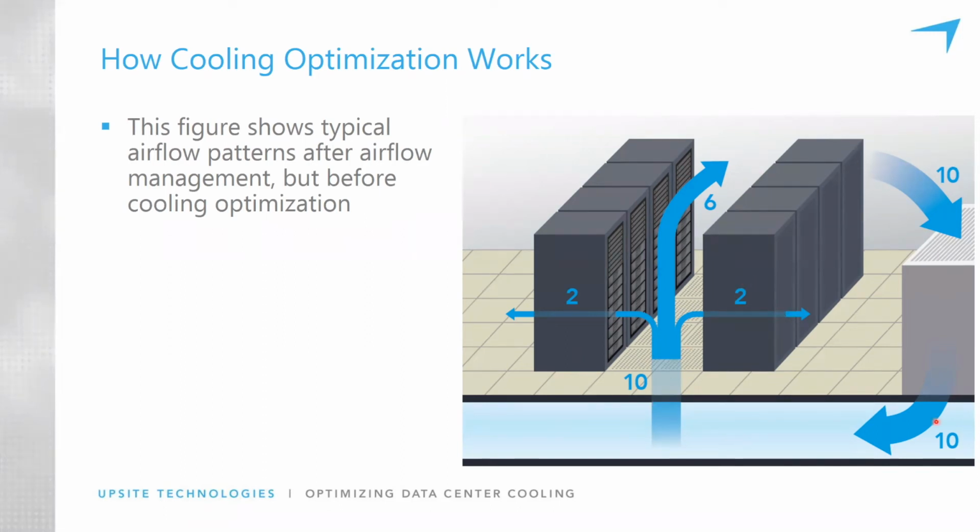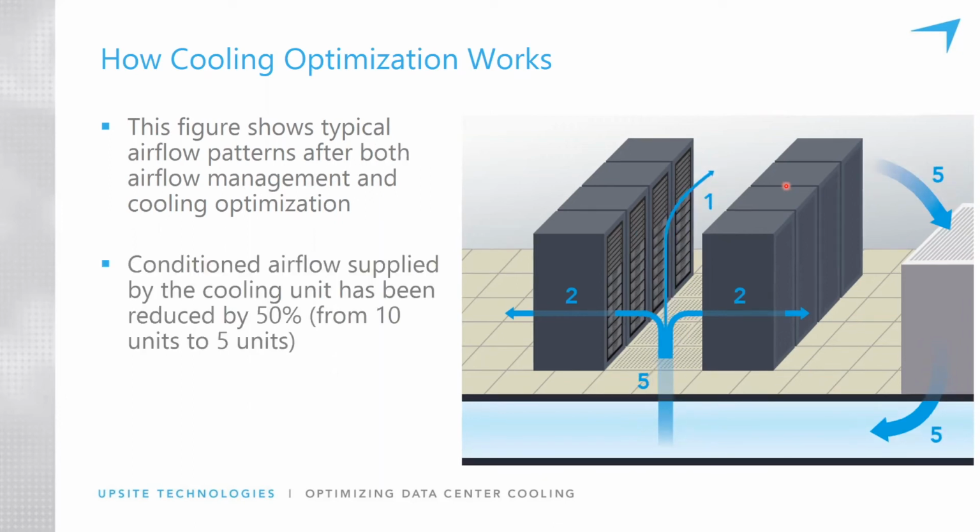We're now delivering all that conditioned air out of supply tiles in a cold aisle, but the IT equipment still only needs a total of 4 units. So now there are 6 units of bypass airflow leaving the cold aisle. But this is still a good thing. We're stepping in the right direction because now we've created an environment where we can make adjustments to the set points and reduce the amount of air moving through the cooling units.